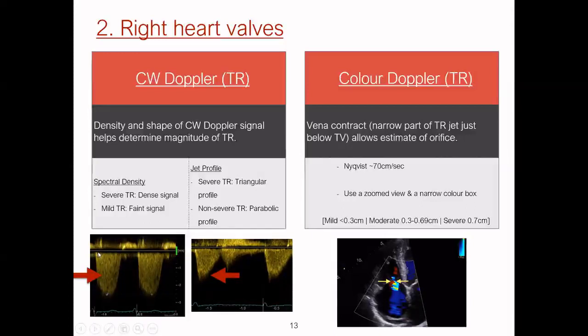So the more severe the TR, the more triangular, or what we call a V cutoff sign, due to rapid equalization in pressure. And a non-severe TR would have a more parabolic profile. Another thing that you can measure is using color Doppler and measuring the vena contracta.